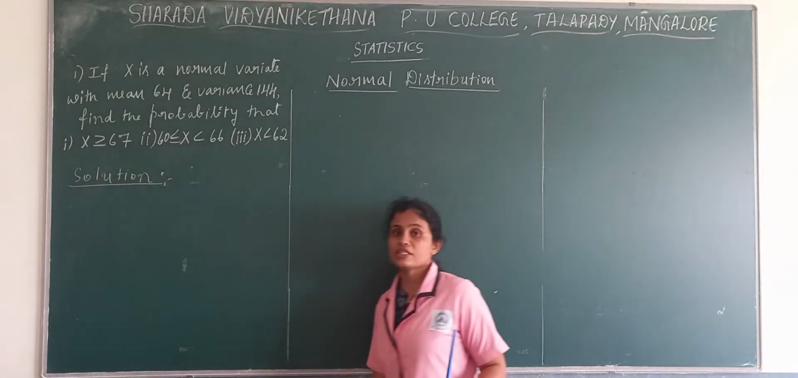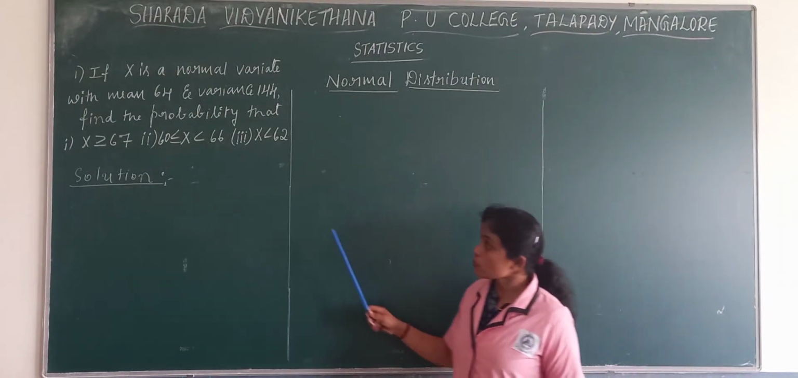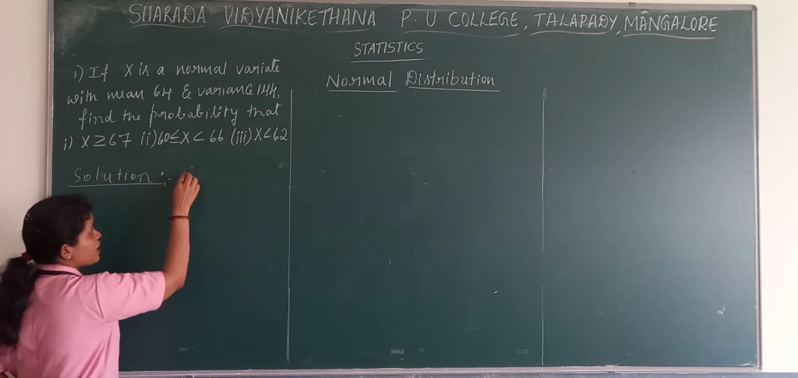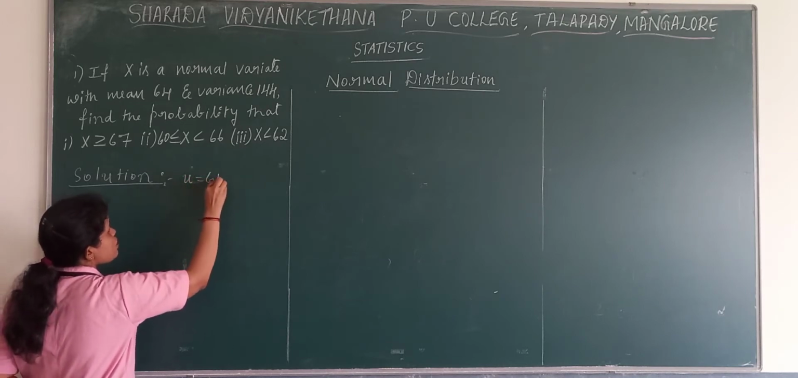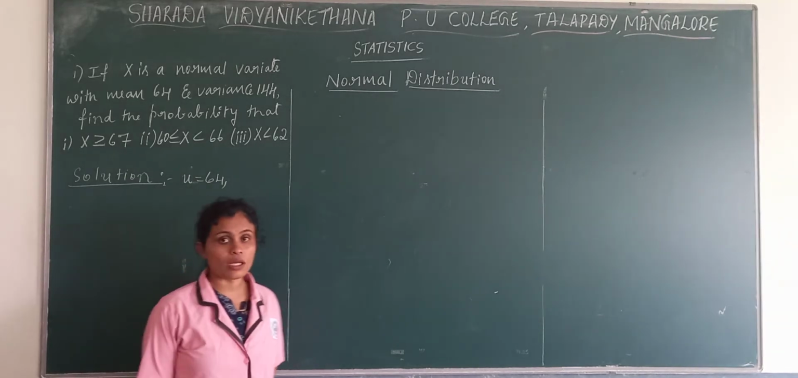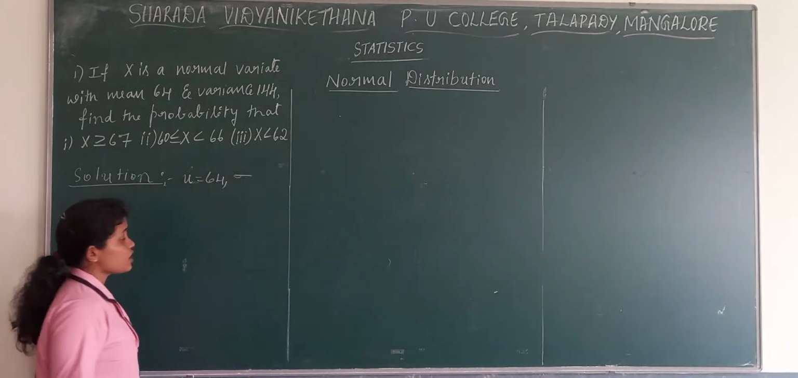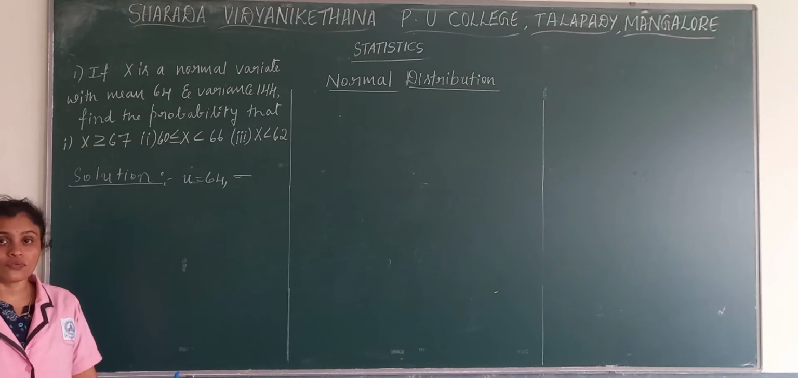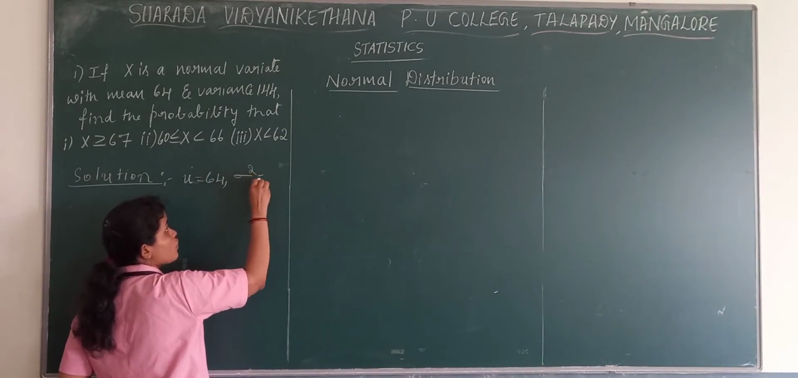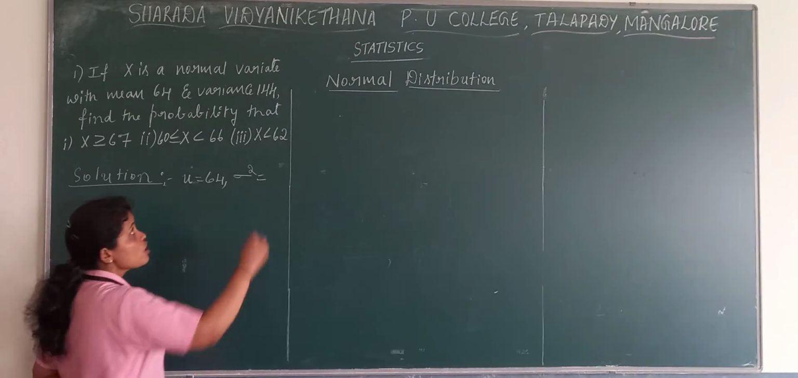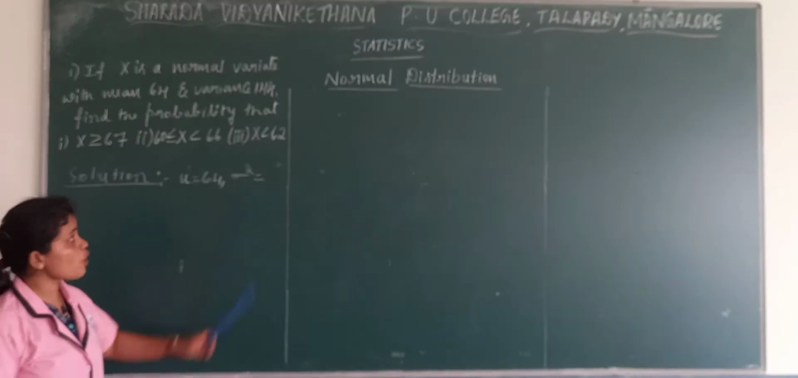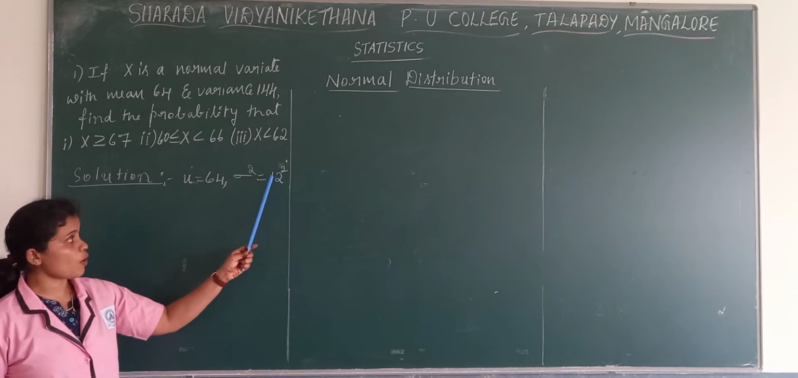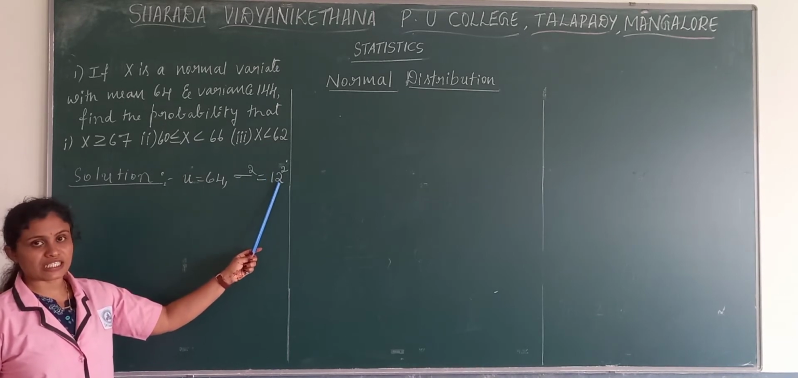What do we need to write initially? For your understanding, write the mean and the variance value. Here the mean is equal to 64, and the variance they have given as 144, but we write it in the form of a square, which is the way of writing the variance. So 144 in this format will be 12 square. We need to use this format while presenting the problem.